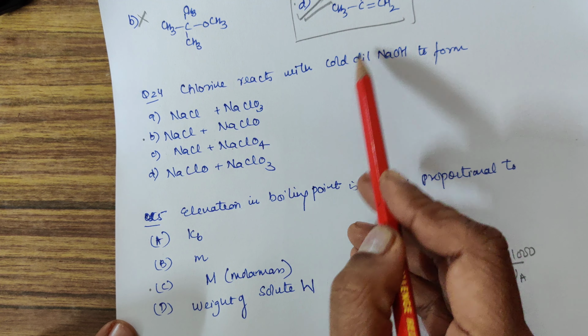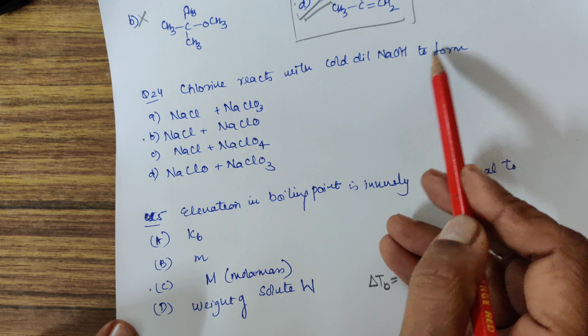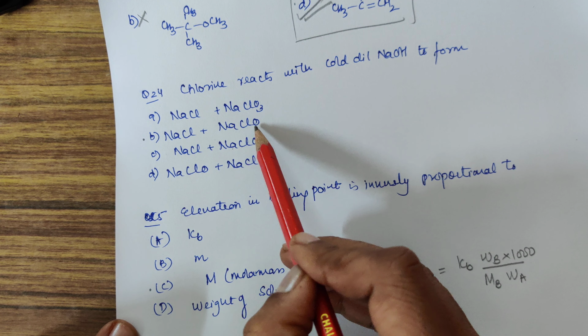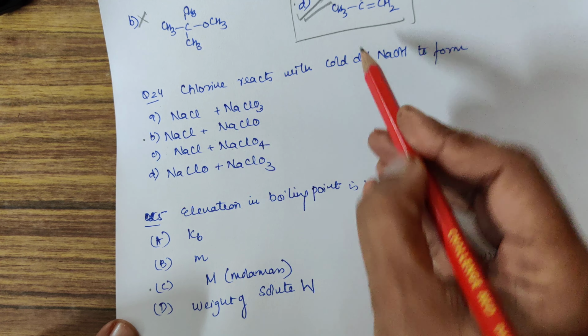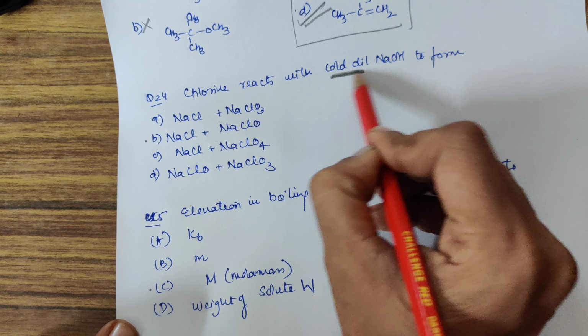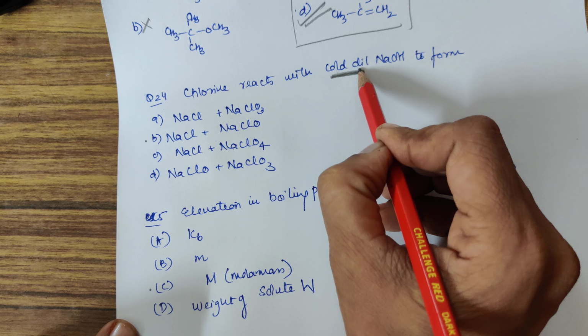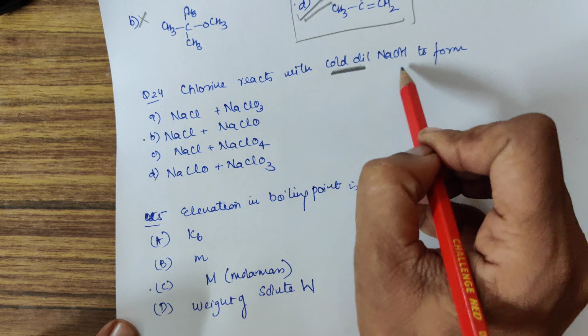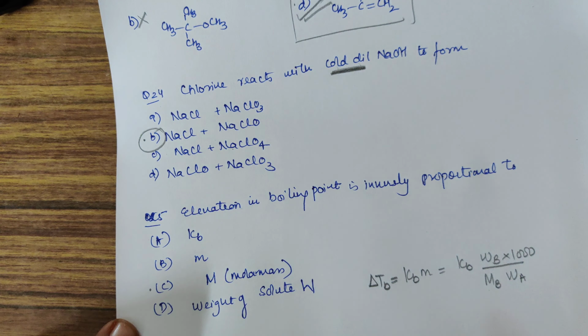The last two questions of section A. Chlorine reacts with cold dilute NaOH. It forms NaOCl and NaCl because it is cold and dilute, not hot and concentrated. Hot and concentrated would have given this. But for cold and dilute, the answer should be B part.